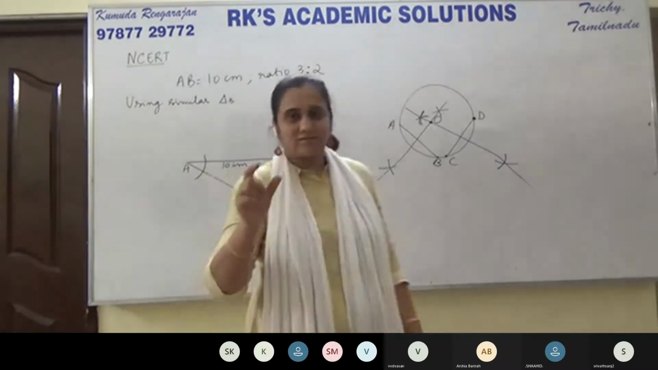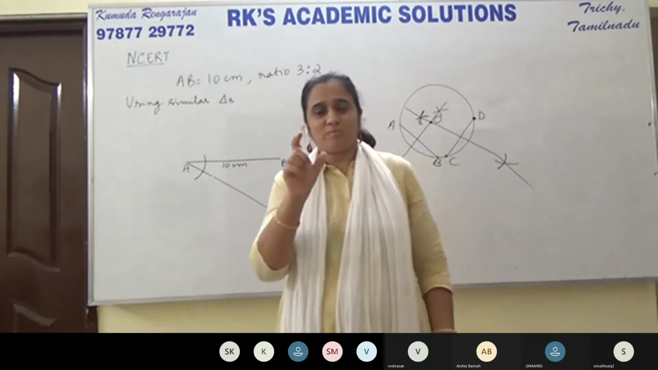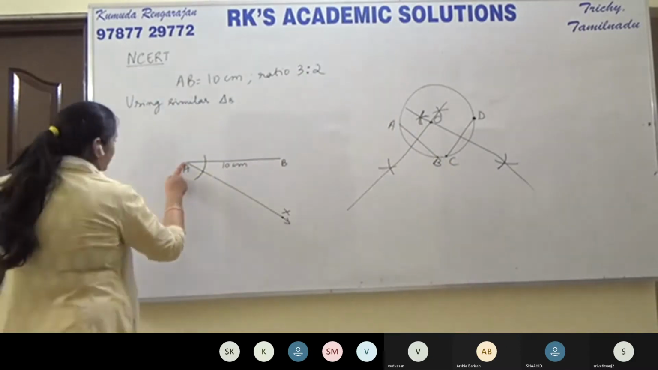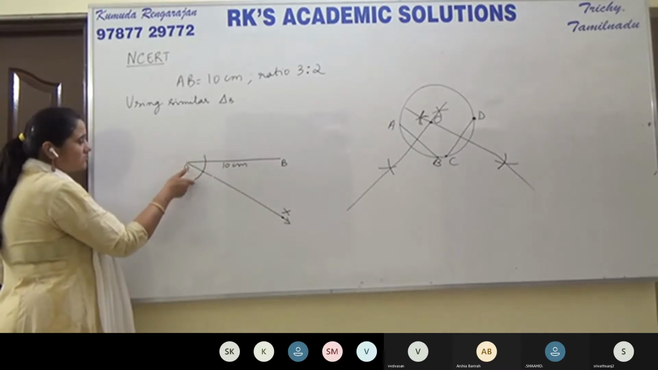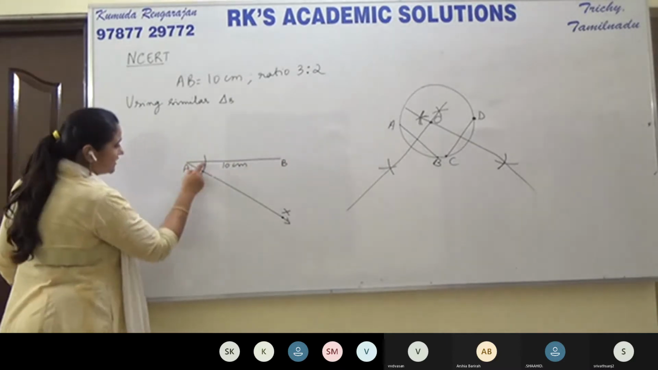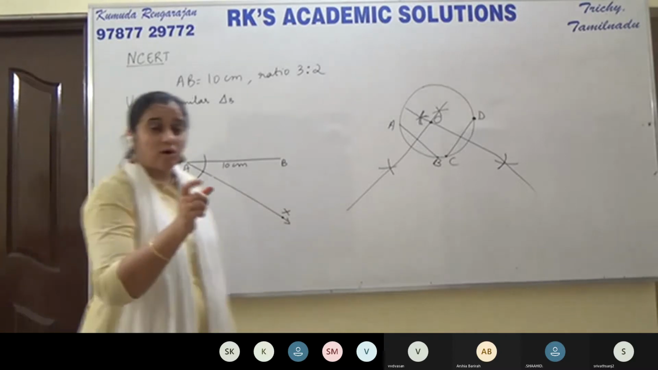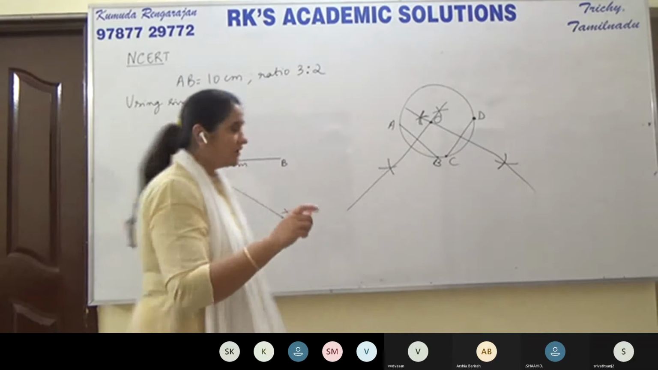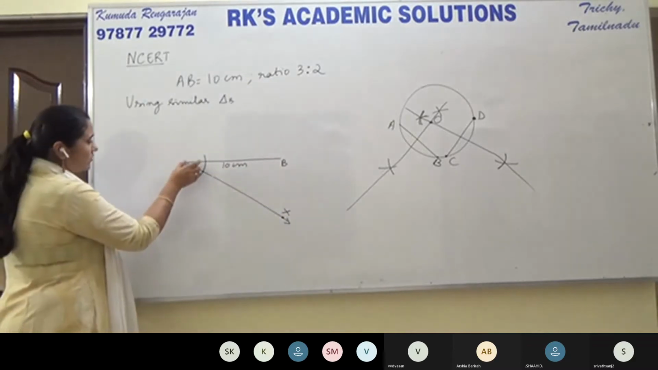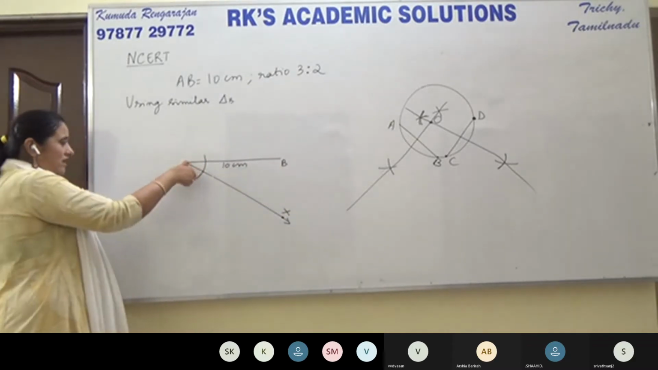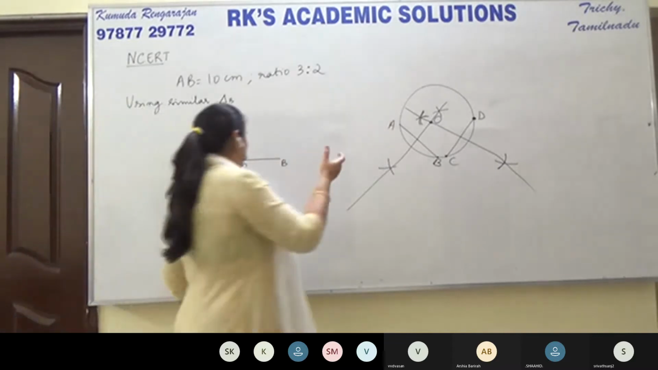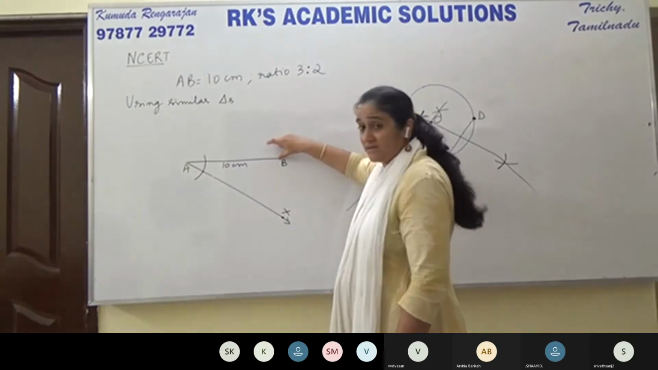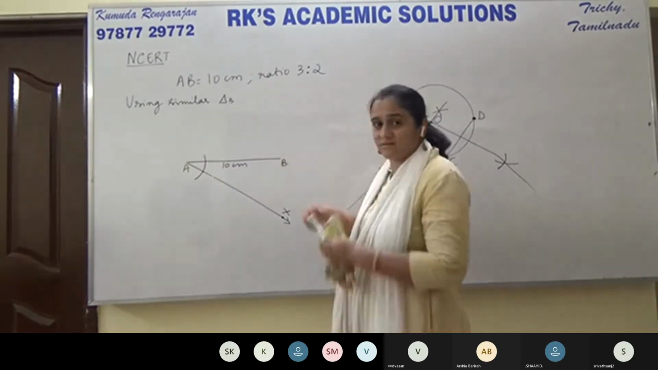I said compass, little radius. Take a little radius on your compass. Put your compass tip at A and draw an arc so that it intersects AB and AX like this. Now don't disturb the compass. Have the same radius. If you change the radius, you cannot get it. With A as center and some radius, you've drawn this arc. Don't disturb that radius. Bring the compass with the same radius to B. Put your compass tip at B and draw an arc again here.